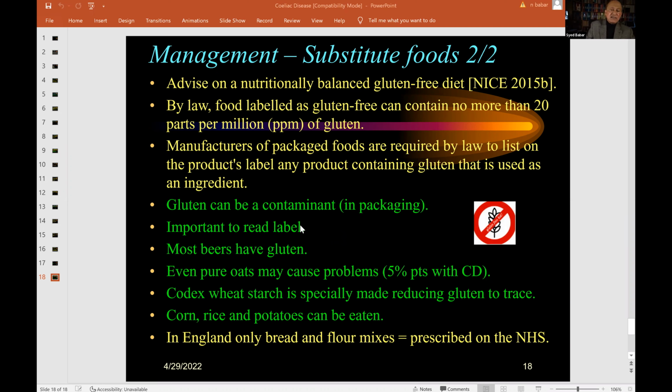So patients should really read the label and make sure that they report symptoms quickly. Most beers have gluten from barley. Although oats, if they are pure, are not gluten containing, they may cause problems. And some patients, roughly about 5% of patients with celiac disease, have problems consuming oats as well.